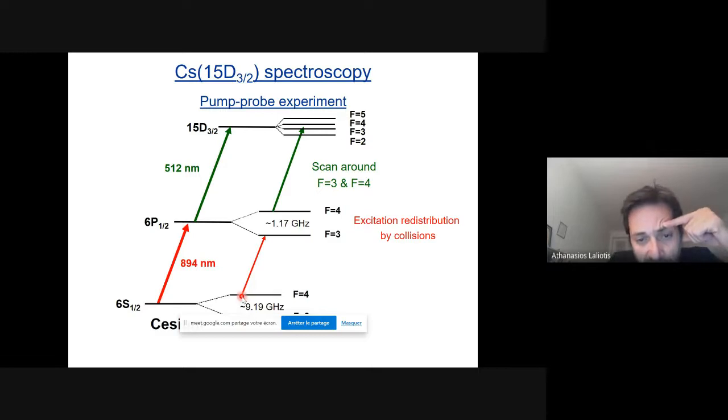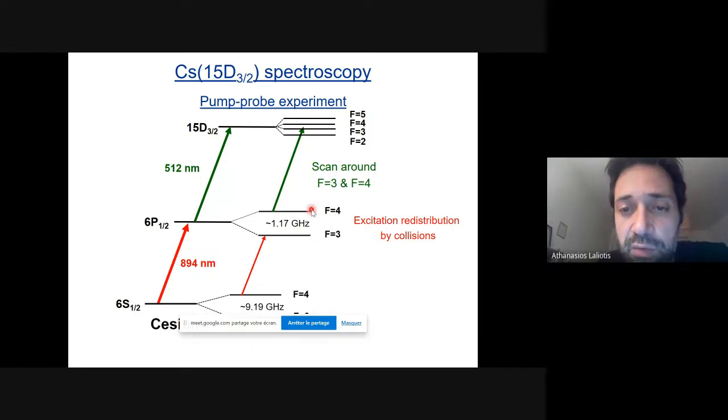More specifically, we aim at the F4, F3 component. This is the hyperfine structure of cesium. We pump atoms here, but because we have a lot of collisions, the population is distributed between those two levels. And then when we scan our laser, we actually scan both F3 and F4. This structure is very small to be seen. The separations are very small compared to those. So essentially, the experiment scans this and this transition.